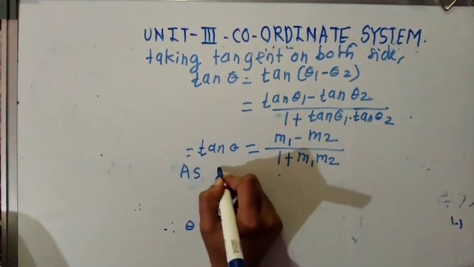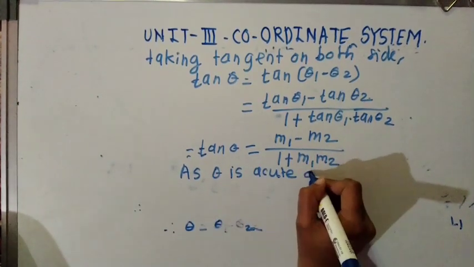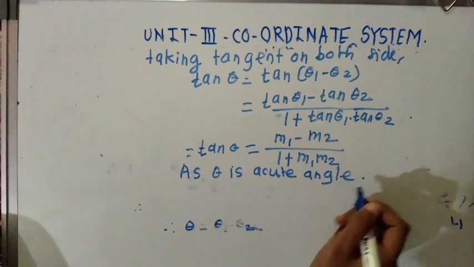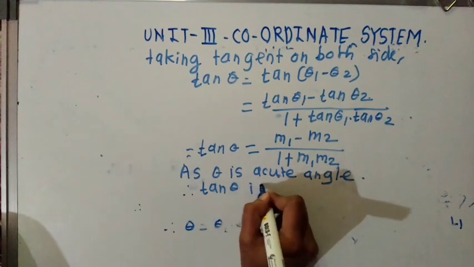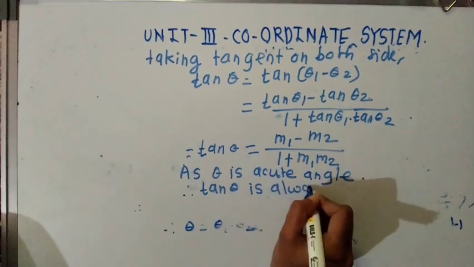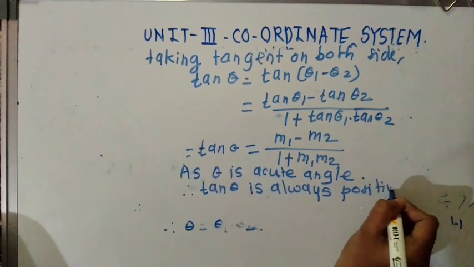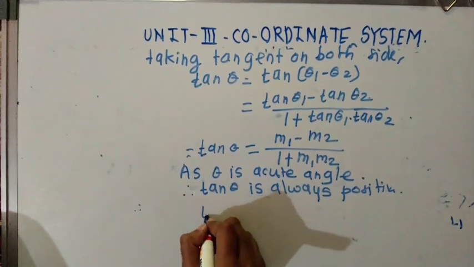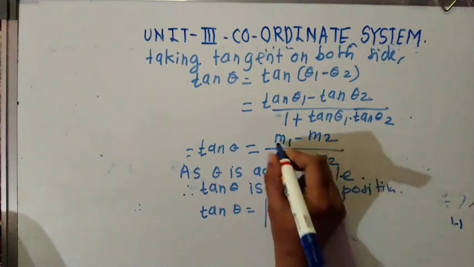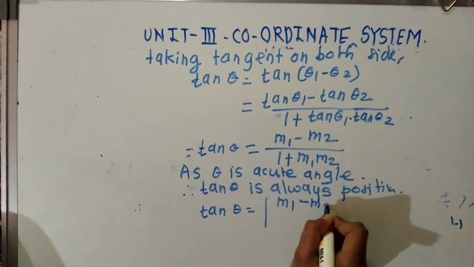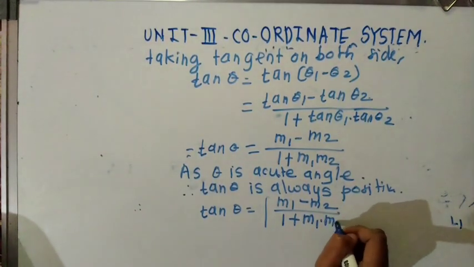As theta is an acute angle, hence tan theta is always positive. Hence we get tan theta is equal to the modulus of m1 minus m2 upon 1 plus m1 into m2.